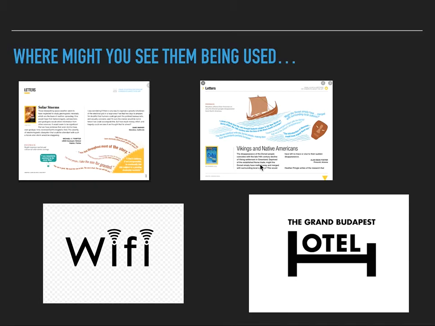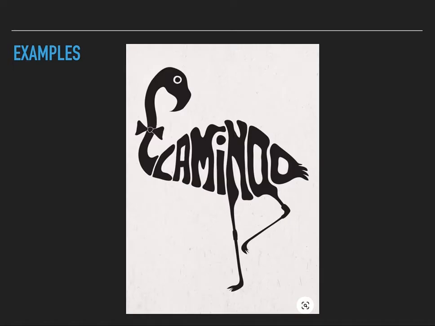So I found these two images online of something that I found from a magazine layout. So you can see that the one on the left, they created the rays of the sun using text, and on the one on the right, they used the movement of the ocean to create the text, or use text to create the movement of the ocean. Here are some examples.